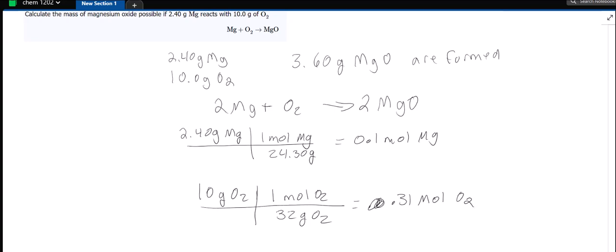moles of oxygen. And when I look at my equation, I see that I need 2 moles of magnesium for every 1 mole of oxygen. So however much oxygen I use, I would have to use twice as many moles of magnesium. So that means that magnesium is my limiting reactant.